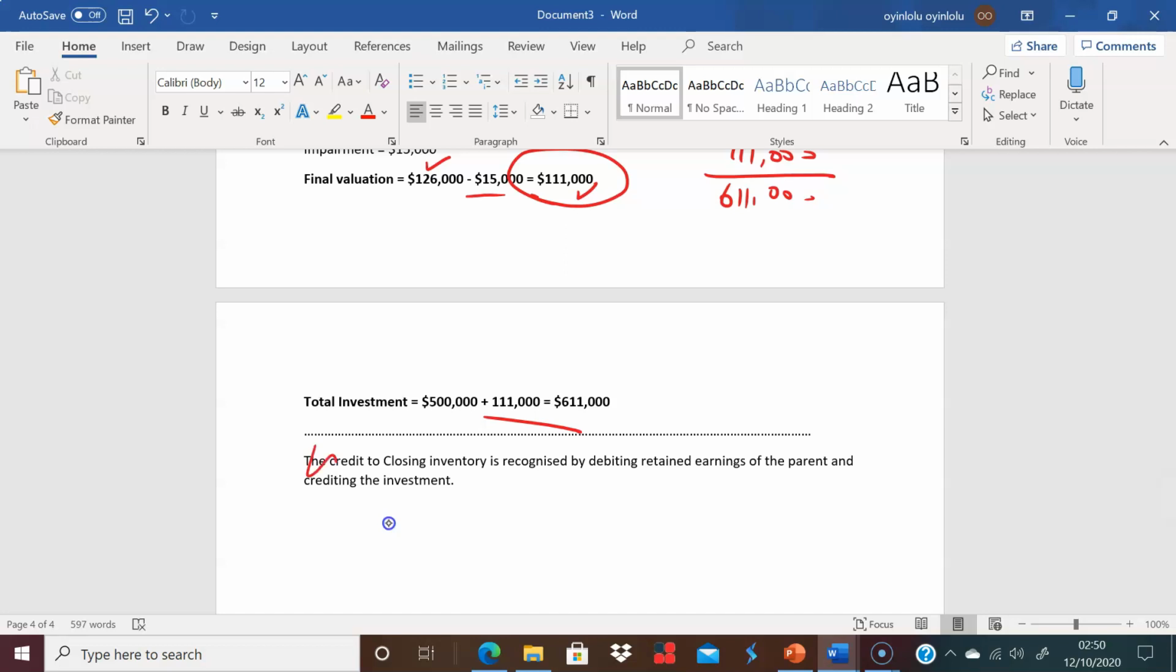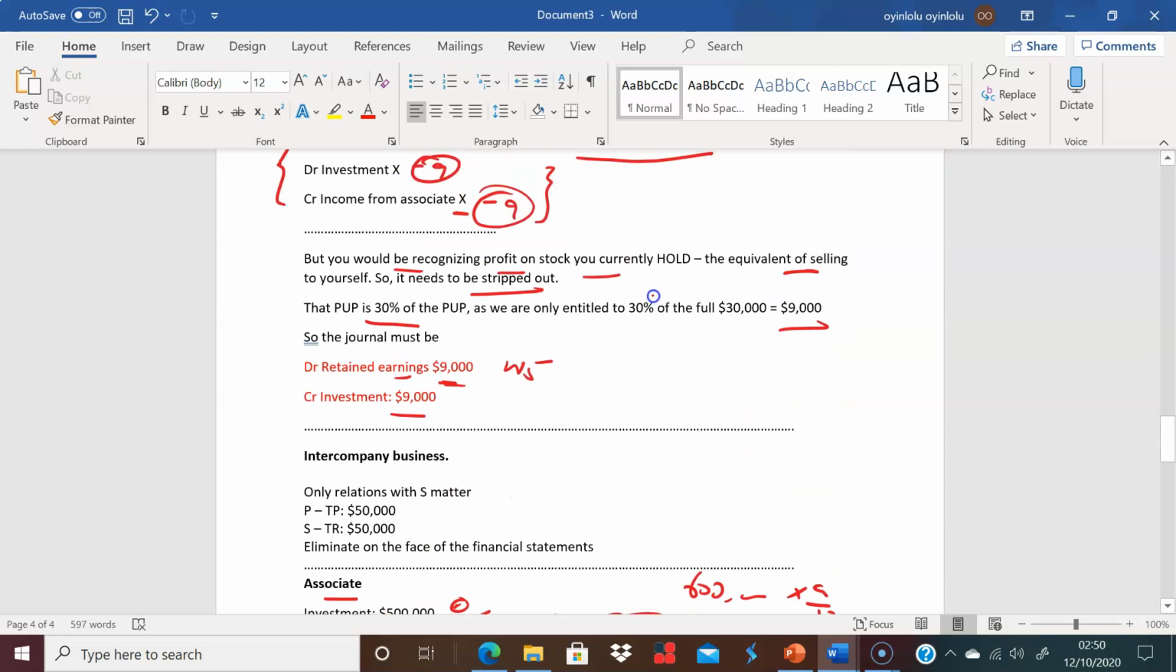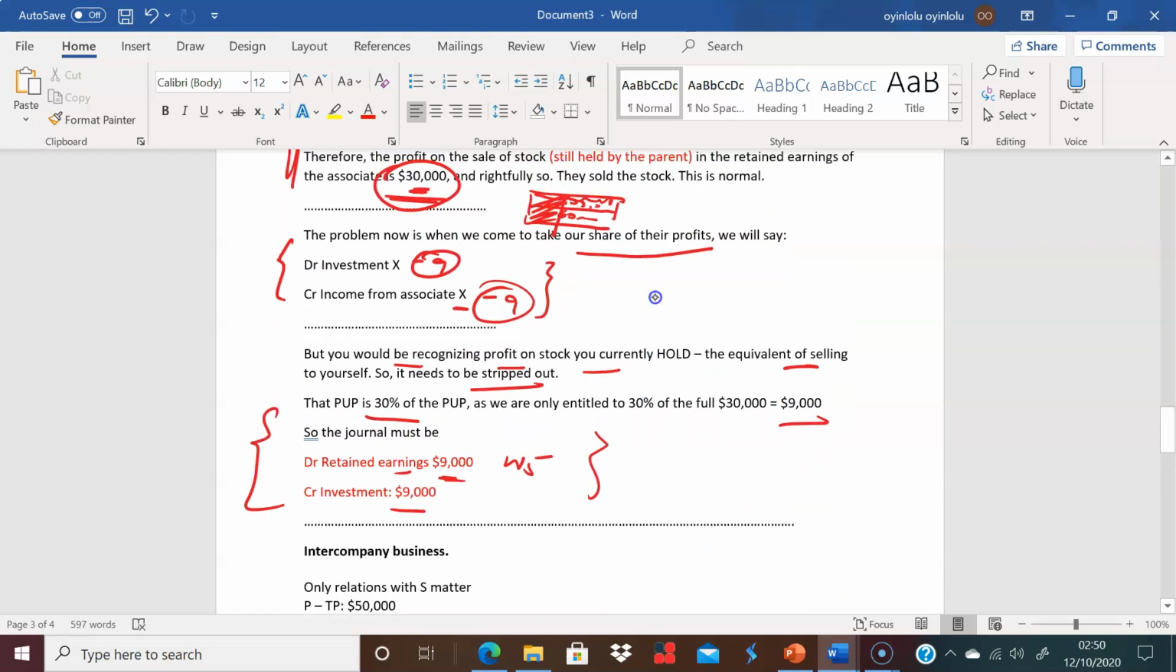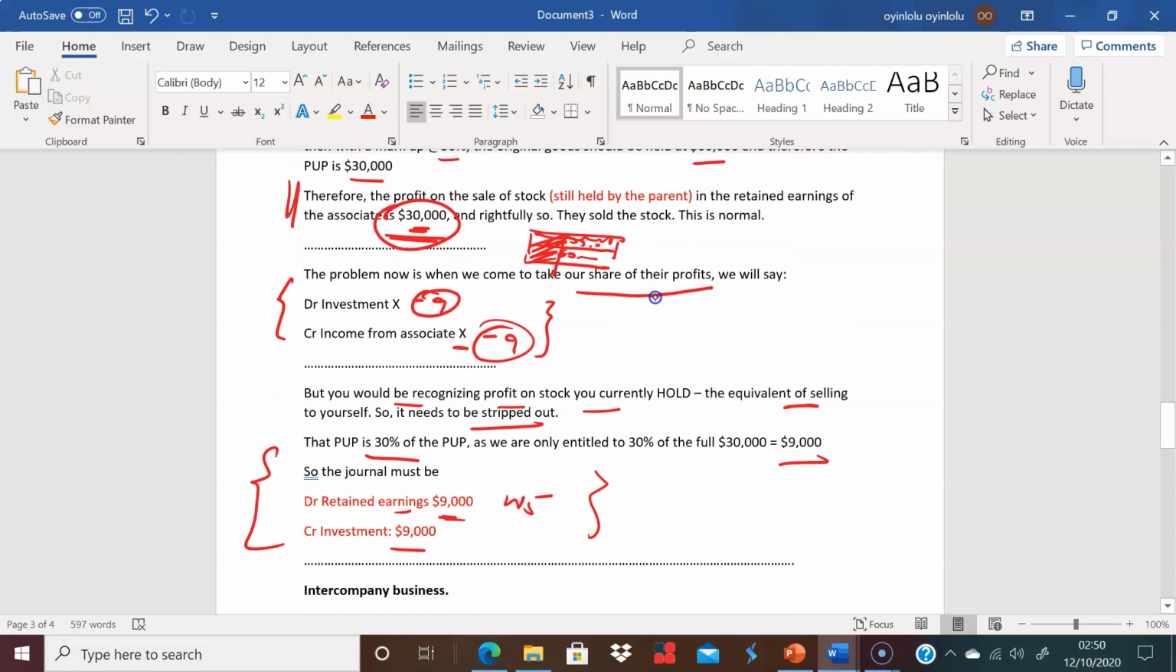So I think, like I say here, this is the key journal. I think it's understanding that we would have to eliminate it from the income that we would recognize. We would recognize this income from the associate by debiting investment with our share of the profits and crediting our income. But again, you have to strip out that PUP that you currently have sitting, and we do it like this. Okay, great stuff.